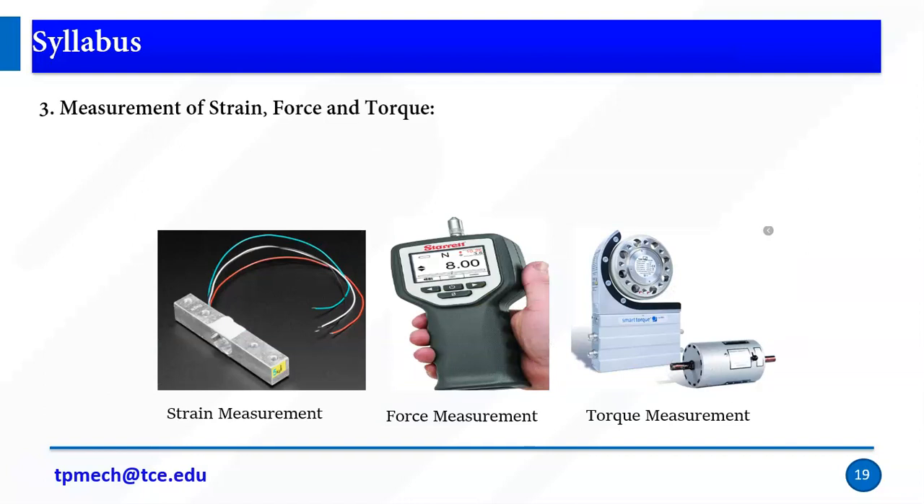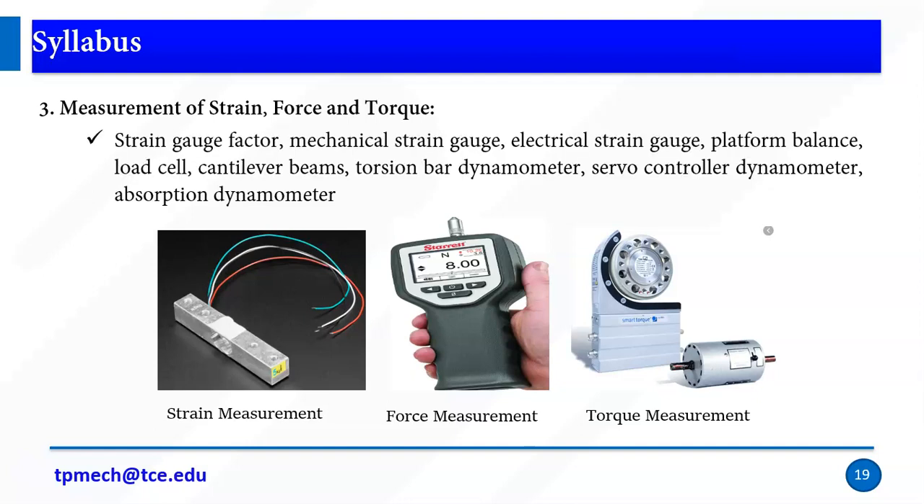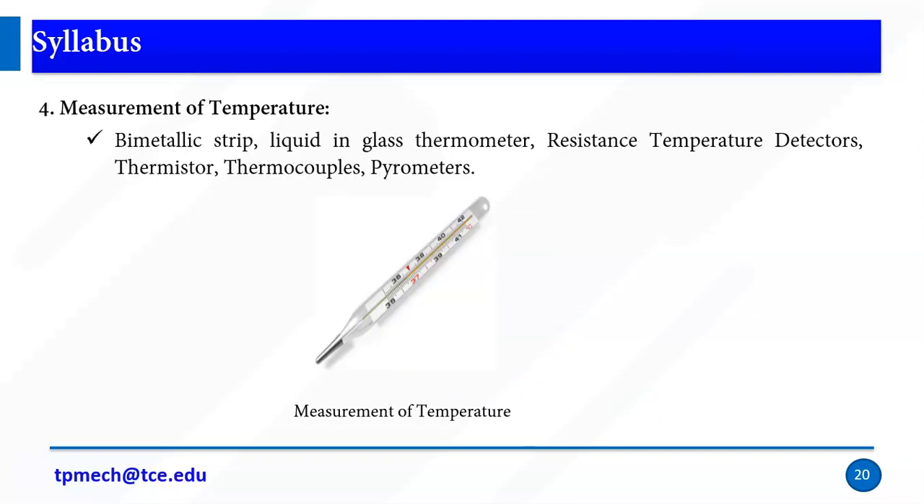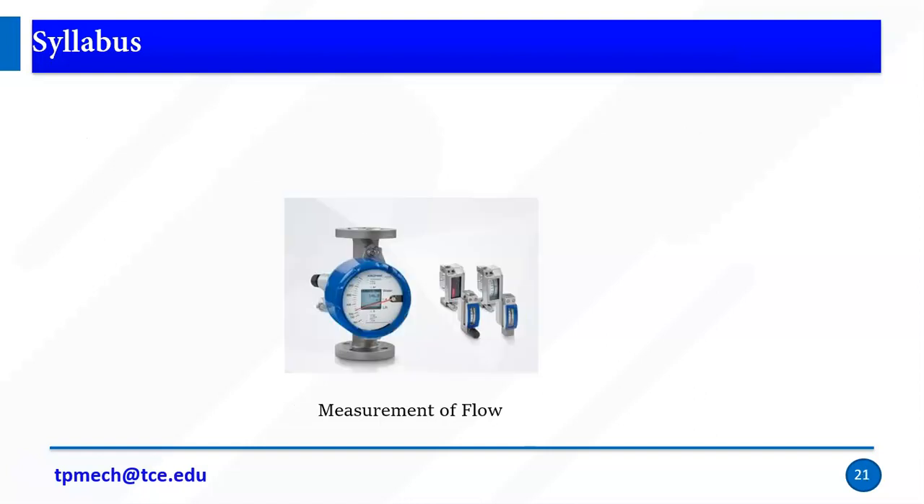The next unit is measurement of strain, force, and torque. Right? If you apply a force, after removal of the force the object may vary. That is called strain. So strain, force, torque, all those things we are going to study in our unit 3. The fourth unit is temperature measurement. Here we are going to study how to measure temperature with the help of thermometers, thermocouples, pyrometers, etc.